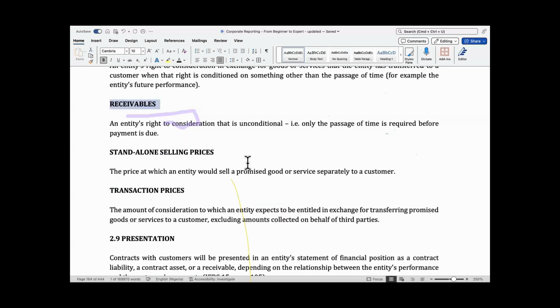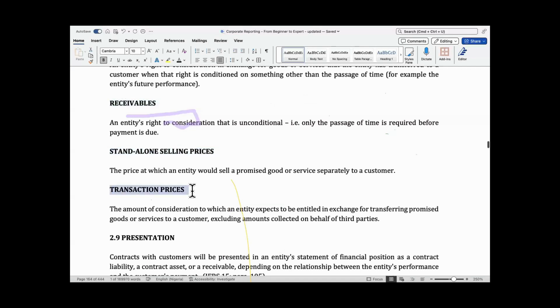Also, another pair that is very similar is standalone selling prices and transaction prices. So the standalone selling price is the price at which you will sell promised goods or services separately to a customer. These goods or services, how much do you sell them for to every customer? What's the selling price? That's the standalone selling price.